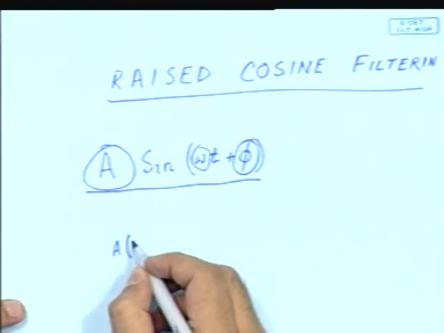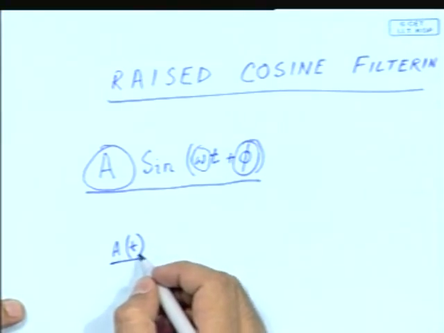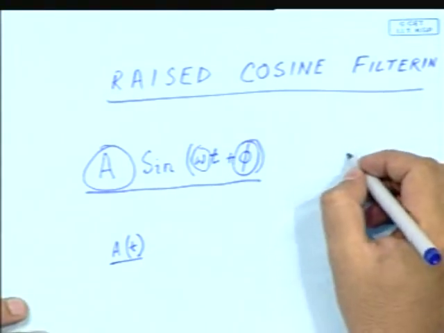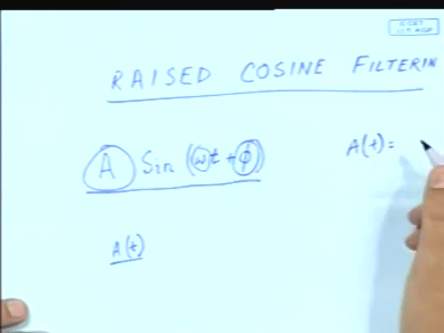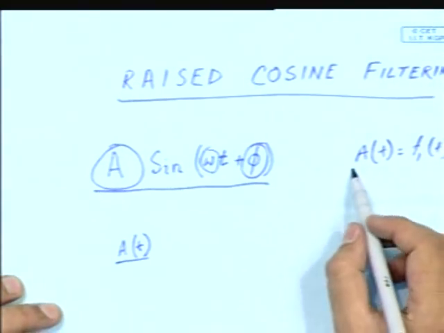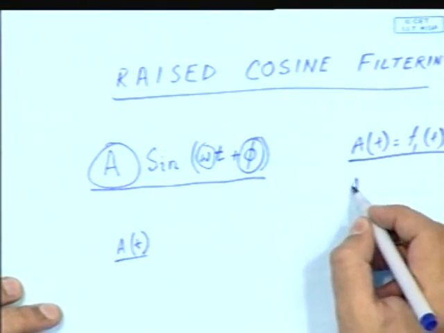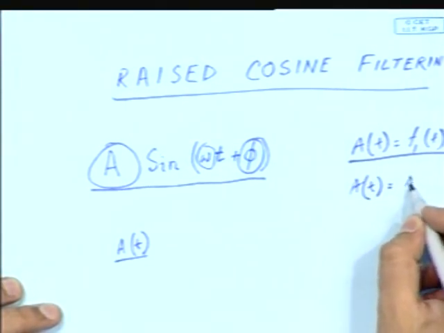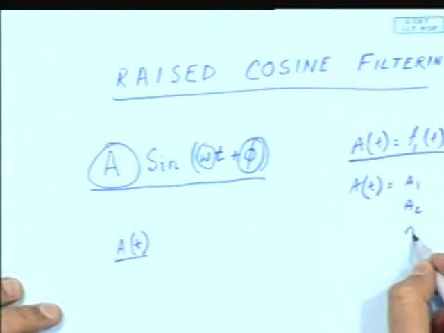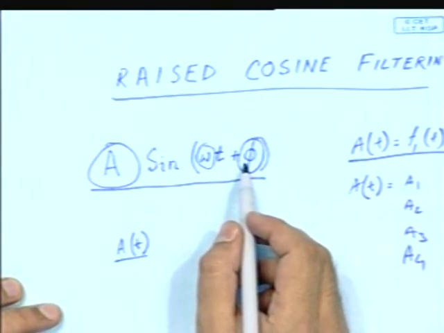and let's say A1, or in analog communication, this is simply A(t), where A(t) is a, or in some other case A(t) equal to F, say F1(t). So in analog communication, this would be a continuous function, and in digital communication, A(t) would be A1, A2, A3, A4, like this. And with omega and phi, we don't differentiate much.